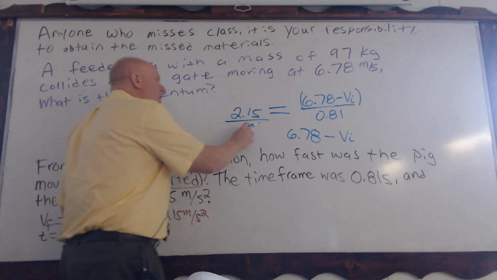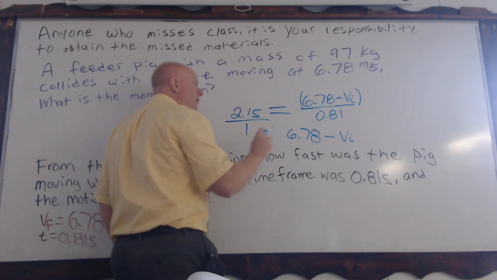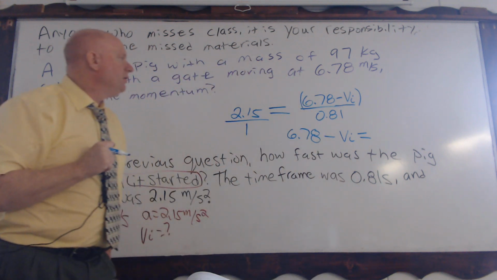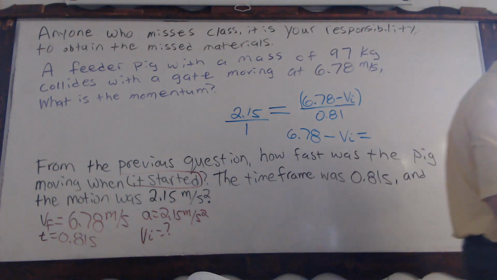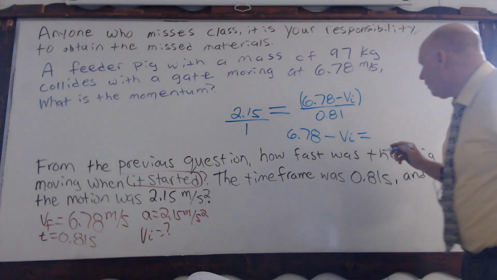So we've cross multiplied here. What do we do with these two numbers? Same thing. Now we've got a nice linear equation. So what is 2.15 times 2? How much? 1.74.